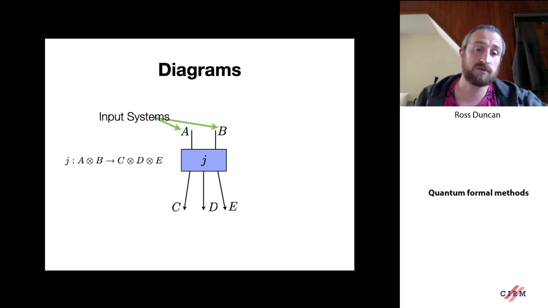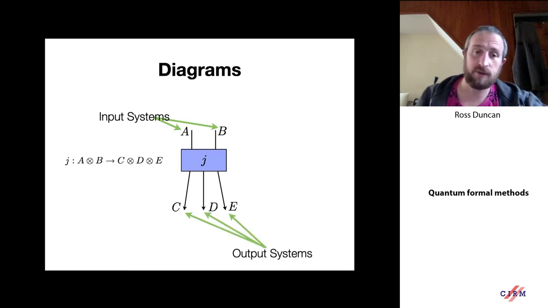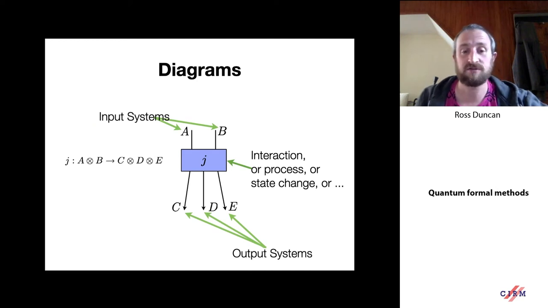I've got some input systems on the wires at the top, and they have types. One is A, one is B. I have some output systems coming out the bottom, and they also have types. In the middle, there's some kind of interaction, process, change of state, whatever. The input types get transformed into the output types. In conventional notation, you would write something like this.